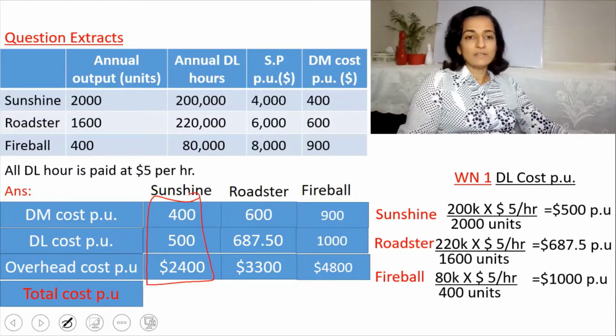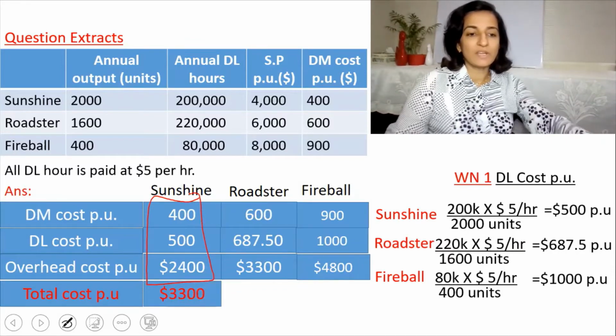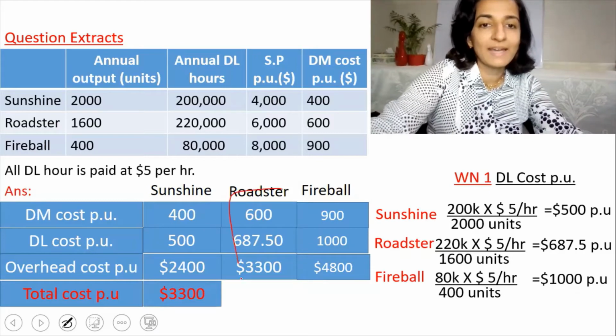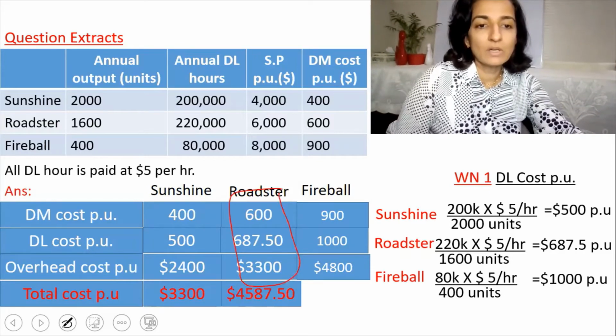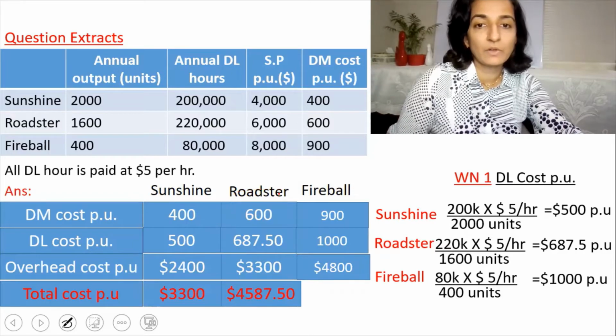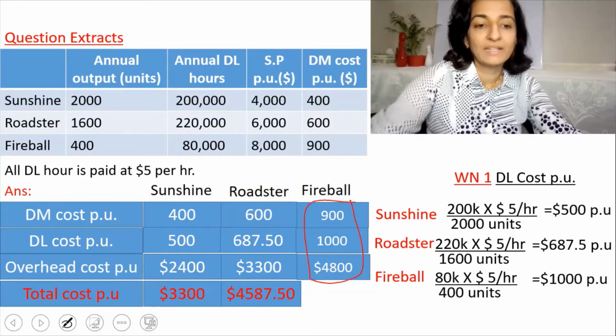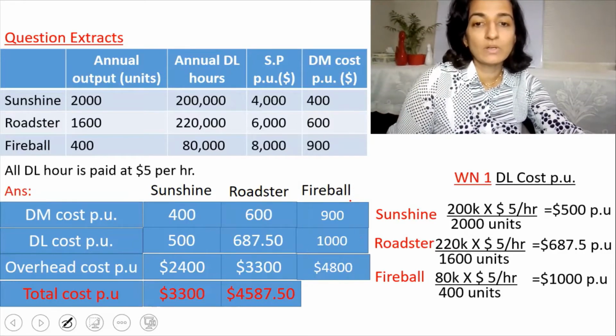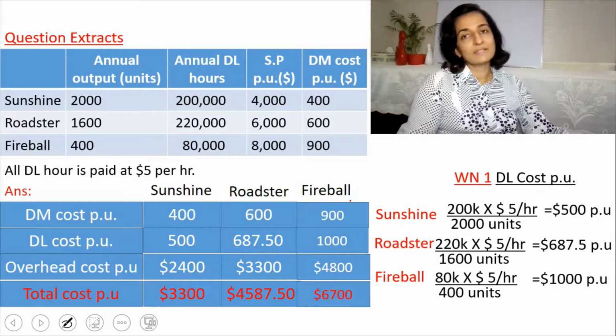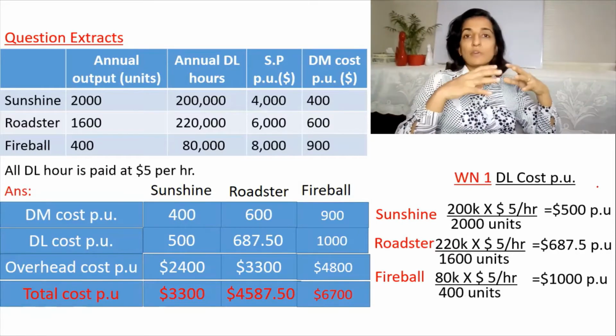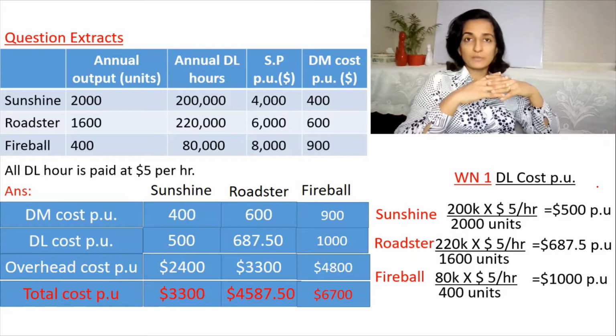So for Sunshine, the total cost amounts to 3,300, and for Roadster, add these three to get the total cost at $4,587.5. And for Fireball, we add these three to arrive at the total cost at $6,700. So we've got the total cost per unit under absorption costing.